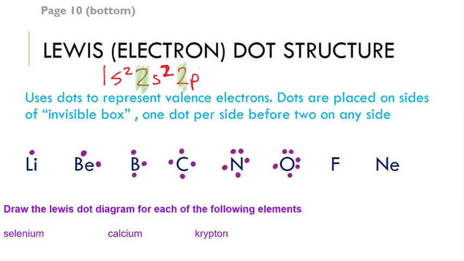Fluorine goes all the way to 2p5, so 2 plus 5 is 7 valence electrons. So we're going to have 3 sides with pairs of dots, 1 side with a little lonely electron. And then, you guessed it, neon is at 1s2, 2s2, 2p6, which means 2 plus 6 is 8 valence electrons. So all 4 sides have our doubled up dots.